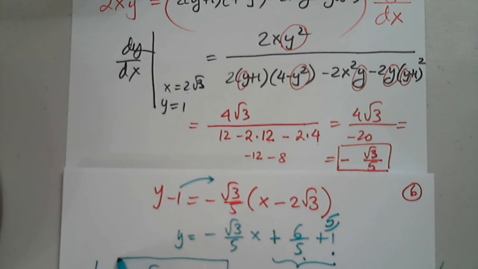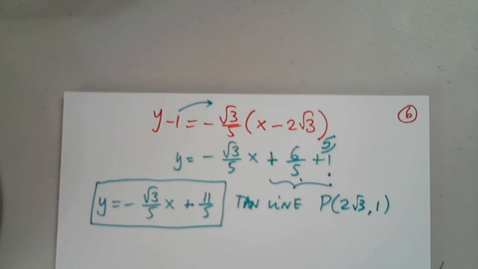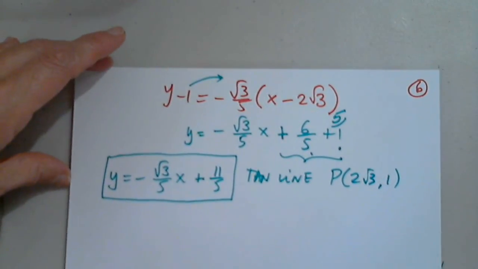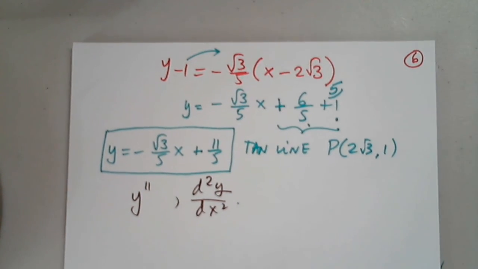This is the equation of the tangent line to the graph of y at the point (square root of 3, 1). Very good. Anything else? Of course, we can also find the second derivative. So we can be asked to find the second derivative, or d2y over dx2 for different expressions.